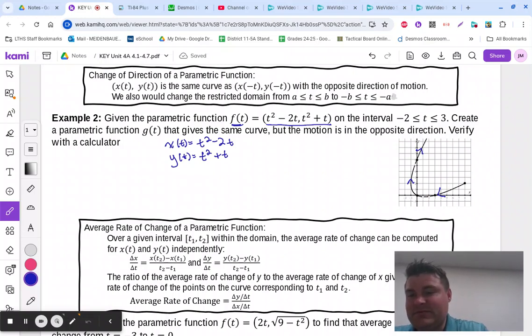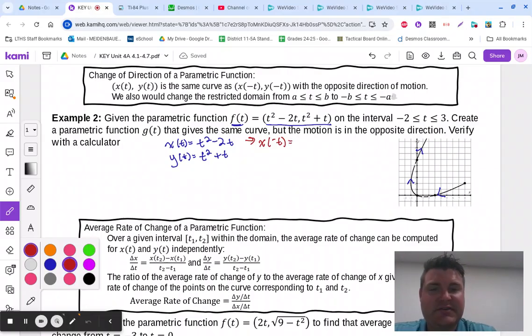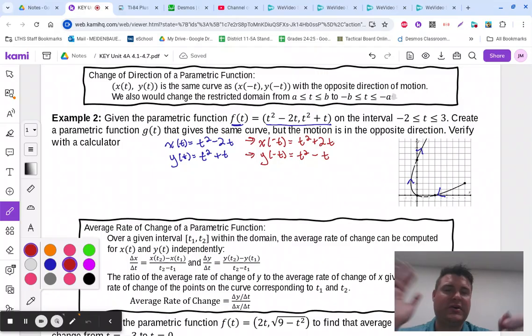So for g of t, let's do red here. If I have x of negative t, it means I'm just going to plug in a negative t for x. T squared still is t squared because negative t squared is t squared, but that's going to change the sign on all of our odd degree terms. So this is plus 2t. And then y of negative t is going to be t squared minus t. Again, the t squared doesn't change anything.